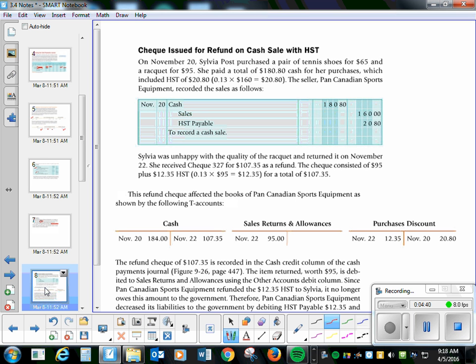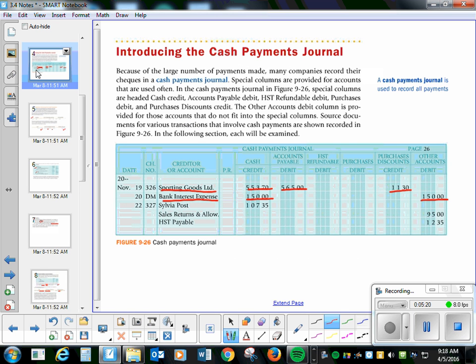However, Sylvia was unhappy with the quality of the racket and returned it. She received a check, and it was a refund of $107.35. And how they found that is, it had HST on there, which would be $12.35, added on to the $95. So what's happening in this one is we have to put that $95 into the sales return. The cash that's coming out is $107.35, and we need to show the HST payable of $12.35 as well. So if we go back, we can see how that's recorded here. We have Sylvia Post's name. The credit coming out of our account is $107.35. And we need to show that the sales return was 95 and the HST payable was 12.35.